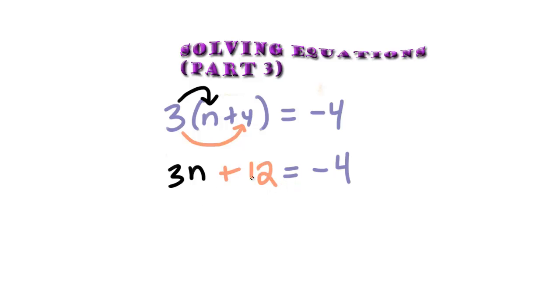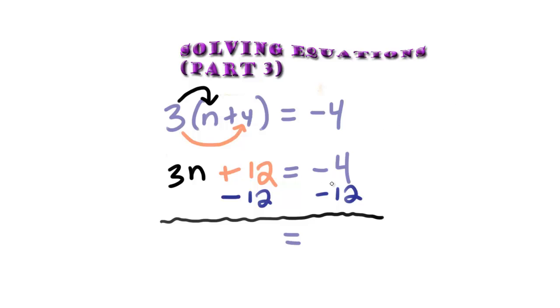I know I want to get rid of this plus 12, right? So what I want to do is minus 12 to both sides. So let's just do that. Here we go, minus 12 here, minus 12 here. Okay, so if it helps, you can draw the little line. This is going to be -4, -12, so that's -16.